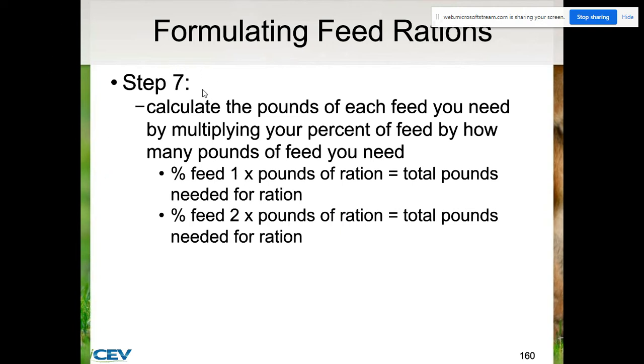Once you've done that, you calculate the pounds of each feed you need by multiplying your percent of feed by how many pounds of feed you need. Feed one times pounds of ration equals total pounds needed for ration. Percentage of feed two times the pounds of ration. So if it's 2,000 pounds, you just go, okay, 35% of feed one times 2,000 pounds, that's your total pounds needed for that ration.